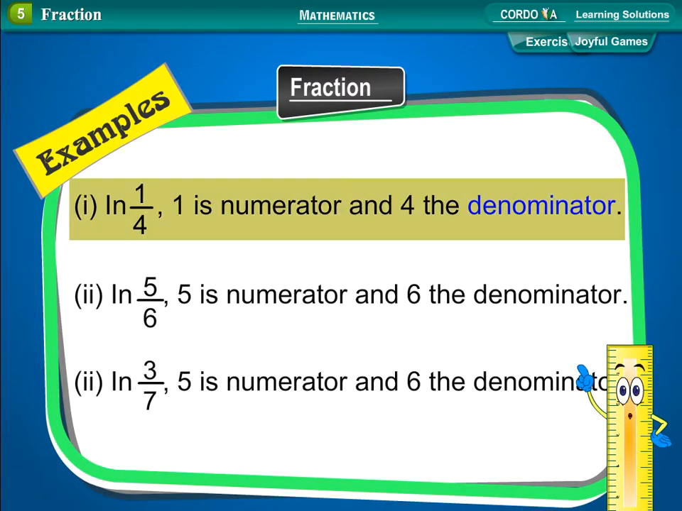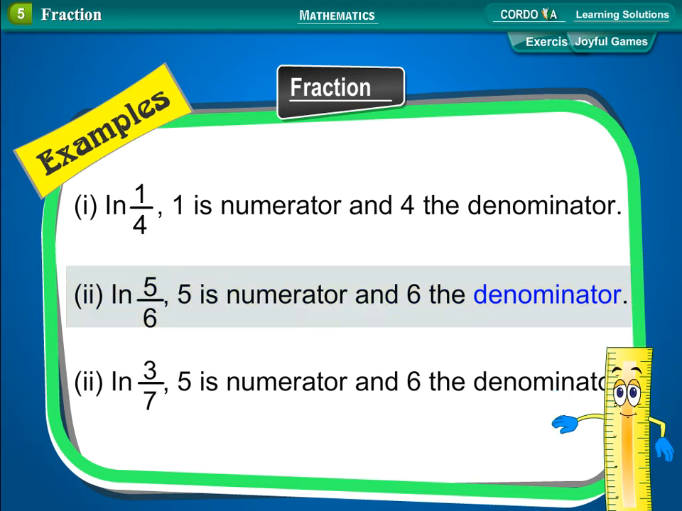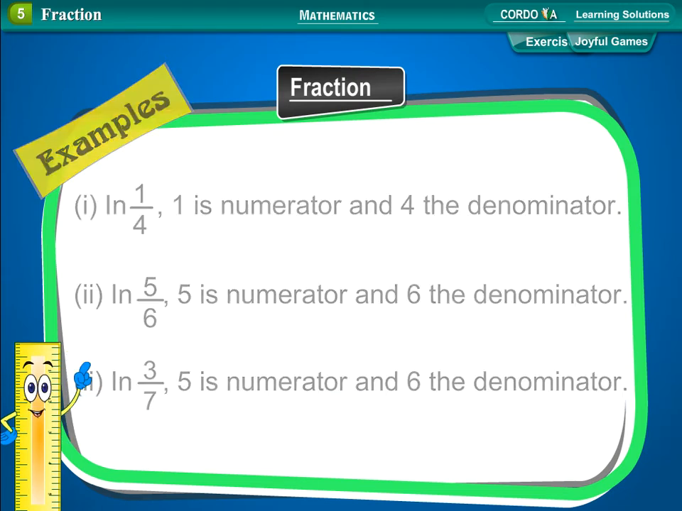Examples. In 1/4, 1 is the numerator and 4 the denominator. In 5/6, 5 is the numerator and 6 the denominator. In 3/7, 3 is the numerator and 7 the denominator.